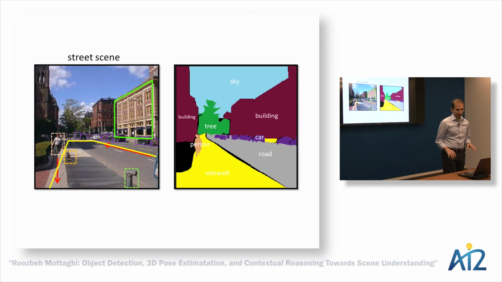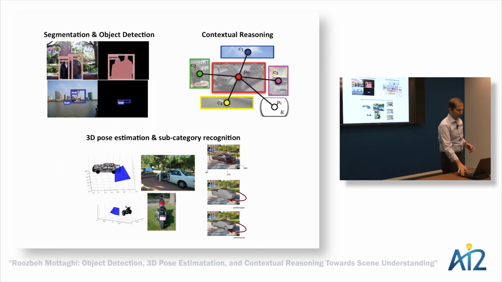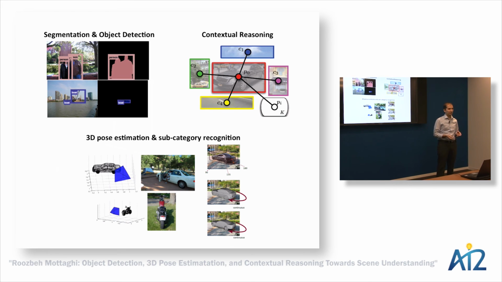So in this talk, I will focus on 3 specific subproblems. The first part of the talk is about semantic segmentation and object detection. By semantic segmentation, I mean inferring the pixel labels, and by object detection, I mean localizing and counting the objects.